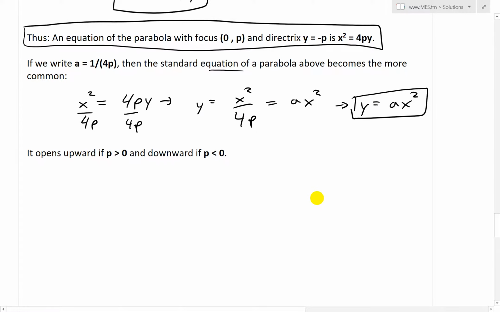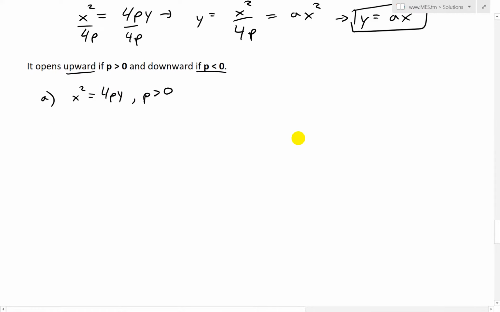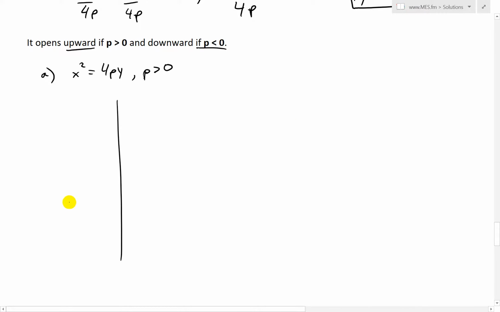Now, the parabola opens upwards if p is greater than 0, and downwards if p is less than 0. And to illustrate this, I'll draw these out. So for the first graph, x squared equals 4py with p greater than 0, exactly as the one above. What we end up having is a shape like this, where this point here is (0, p), like that. Now we have our directrix somewhere here, like that. So this is our y equals negative p.